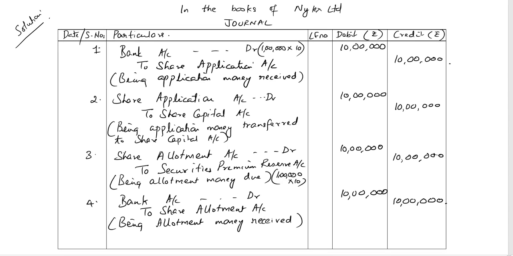The 4 journal entries there on the screen. So we've completed example 2. Let's go to example sum 3.